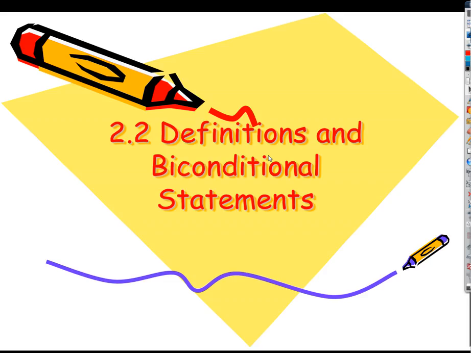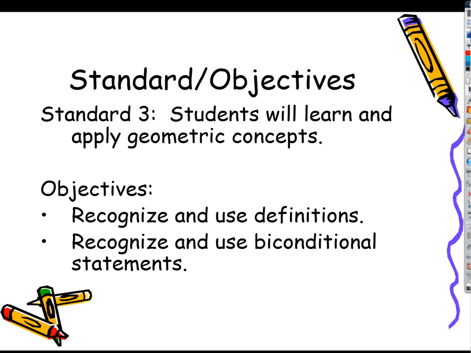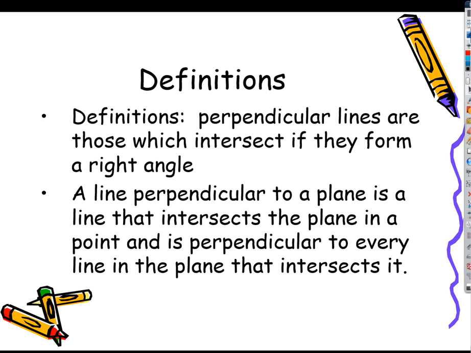There we go. Okay, definitions and biconditional statements. We're just looking at some basic definitions. You'll get a little bit of chance to do the stuff we just did. But there's very little algebra type math here at all, even geometry type math. So, what's a definition? Here's an example: perpendicular lines are those which intersect if they form a right angle. You could say a line perpendicular to a plane is a line that intersects the plane in a point. We'll look at these in more detail later.